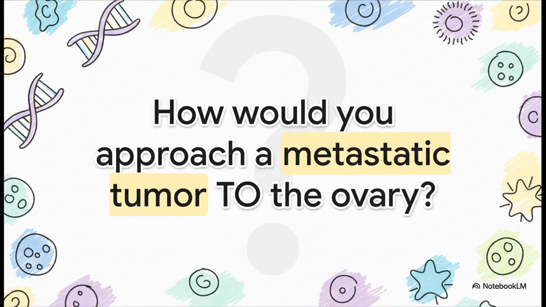And finally, something to chew on. We've mastered the primary tumors, but the ovary is also a popular place for cancer from other sites to land. So how would you tell the difference between a primary ovarian tumor and a metastasis, like a Krukenberg tumor from the stomach? That's the next level, and this foundation is exactly what you need to start tackling questions like that.